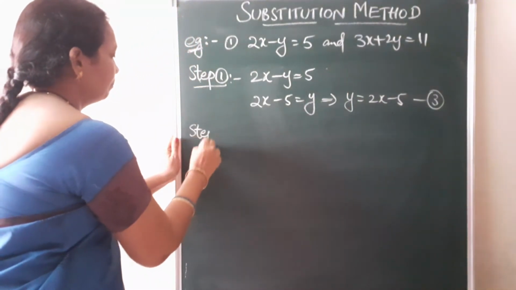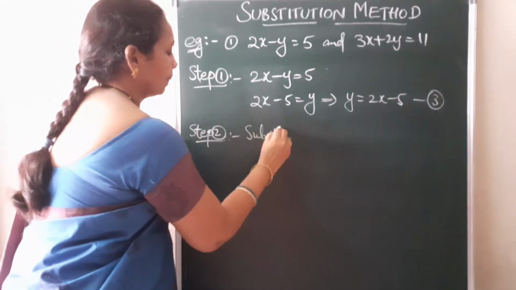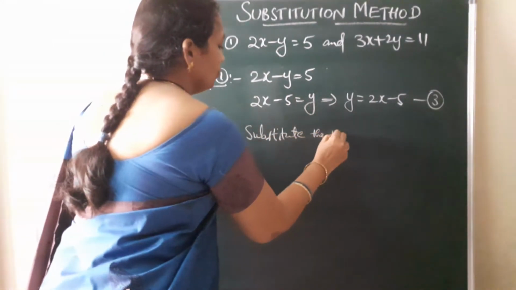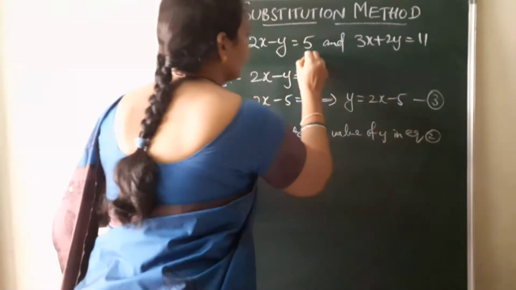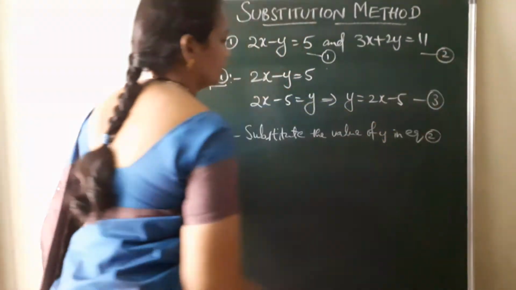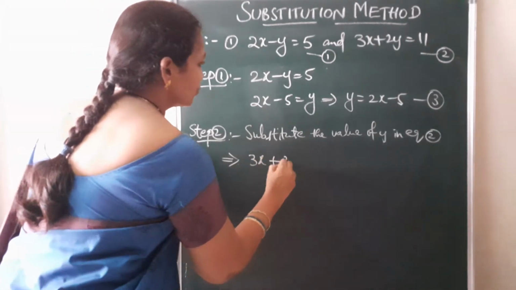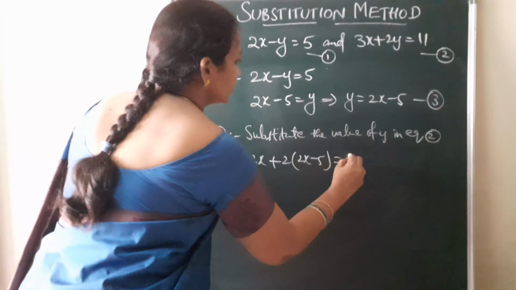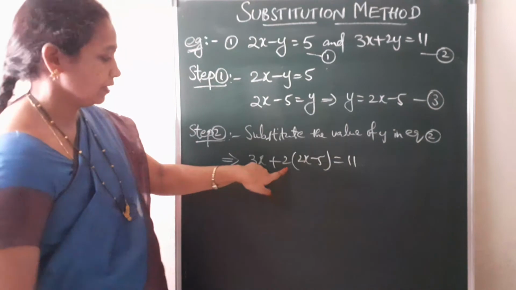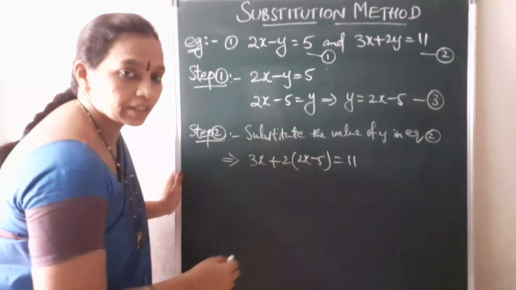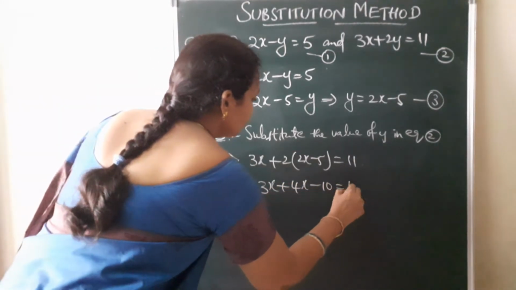So step 2, you have to substitute the value of y in equation 2. This is the first equation and this is the second equation. Then equation 2 becomes 3x plus 2 times (2x minus 5) is equal to 11, since the y value is 2x minus 5. So this becomes a simple equation in variable x. 3x plus 4x minus 10 is equal to 11.